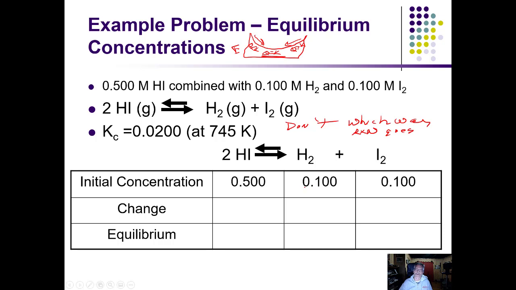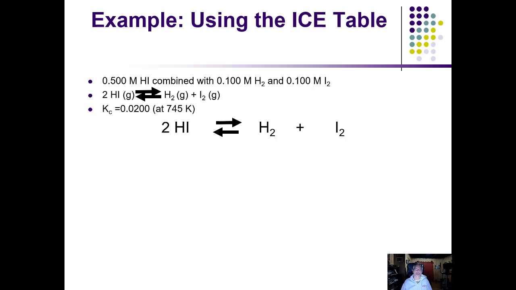So we'll go ahead to the next page where I've got a little bit easier run here. So that's going to be I, C, E. We can go ahead and fill out this part. So we've got 0.500, we've got 0.100 here and 0.100 here. Now we need to calculate Q, and we calculate Q the same way we calculate K.